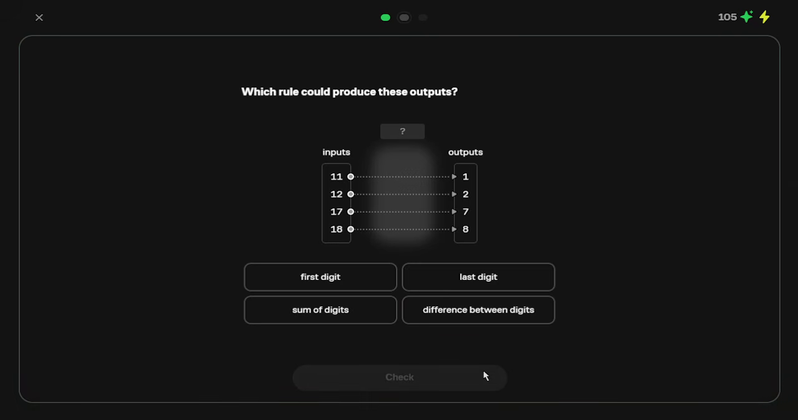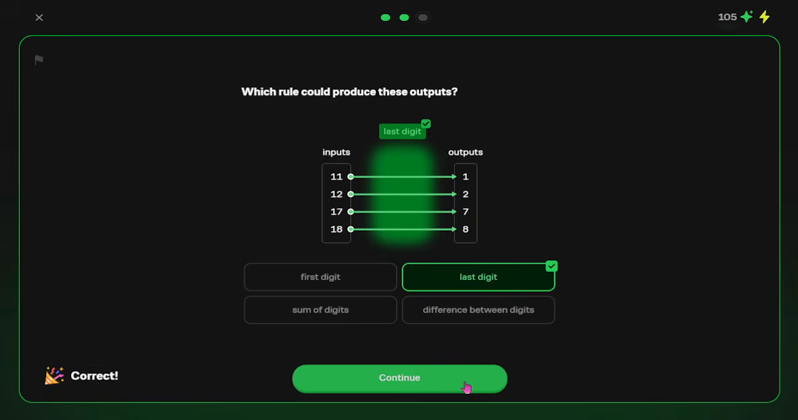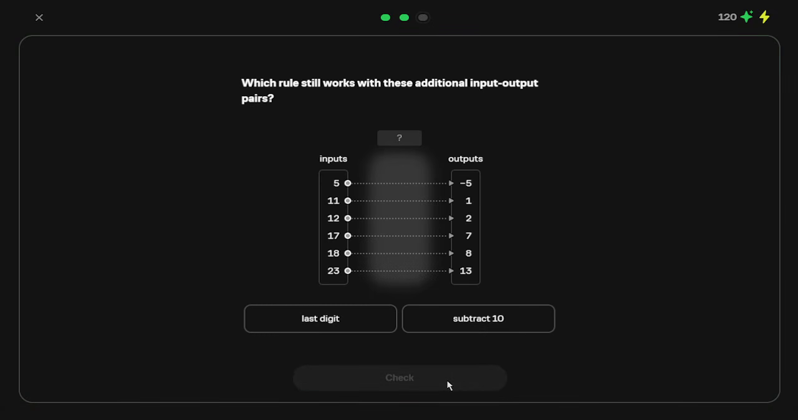This one: 11 goes to 1. And you might say, oh, what is it? We can say last digit. That might be correct, because it can't be first digit, because the first input would be correct but the second to the end would be wrong. And last digit is correct. Sum of digits is also not correct, because 11, 1 plus 1 equals 2, not 1. Difference between digits is also wrong. So I click last digit.